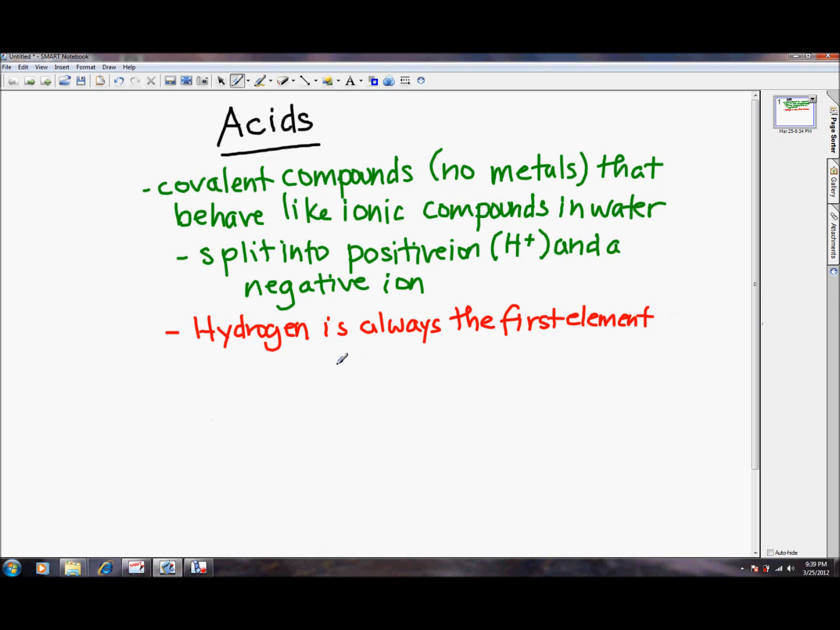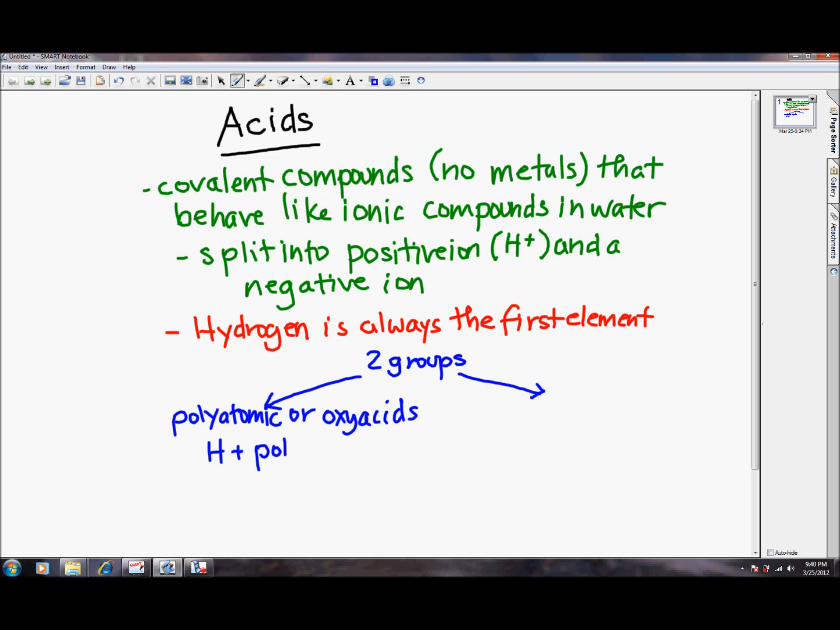Now we have two groups of acids, depending on what the hydrogen is bonded to. The first group is called the polyatomic or oxy acids. They're named because the hydrogen is attached to a polyatomic ion. It's bonded to one of the polyatomic ions. The second group are called the binary acids. Binary means 2. And these are called binary acids because there's just hydrogen plus one other nonmetal. So there's only 2 elements in a binary acid.